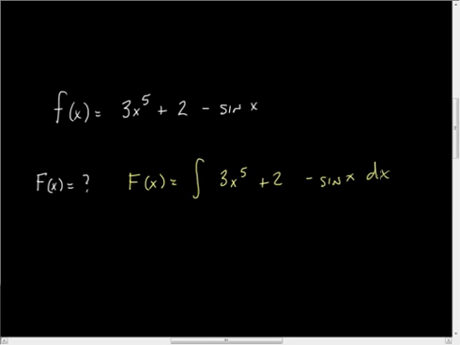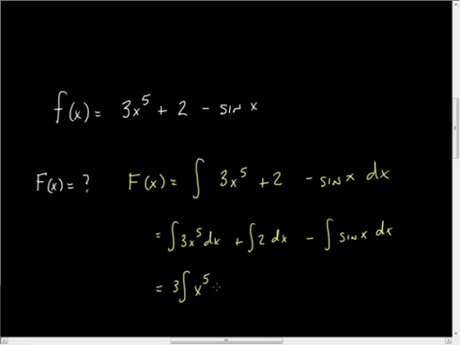And when we do that, then we can break that up. This is the integral of 3x to the fifth dx plus the integral of 2 dx minus the integral of sine x dx. Once you do this, you can go ahead and bring this constant out if you want, or leave it in. It's up to you. But when I do this, the 3 will come out, times the integral of x to the fifth, plus 2 times the integral of 1 dx, minus, and there's nothing to bring out of the sine.